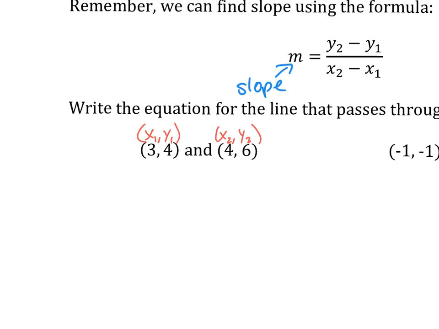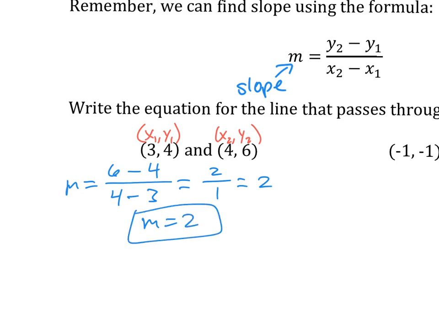But now I can find my slope using my formula. So that's my first step, finding the slope. Our slope is going to equal y2, which is 6, minus y1, which is 4, divided by x2, which is 4, minus x1, 3. We'll simplify that. 6 minus 4 is 2, divided by 4 minus 3 is 1. So that gives me 2 over 1, which simplifies just to 2. So my slope is equal to 2.